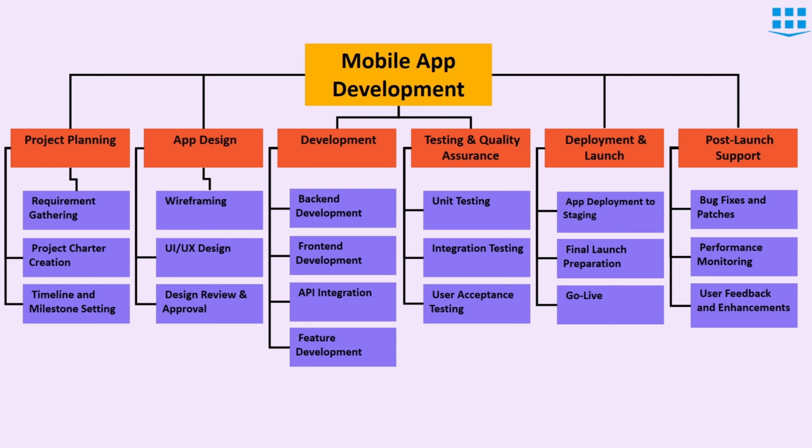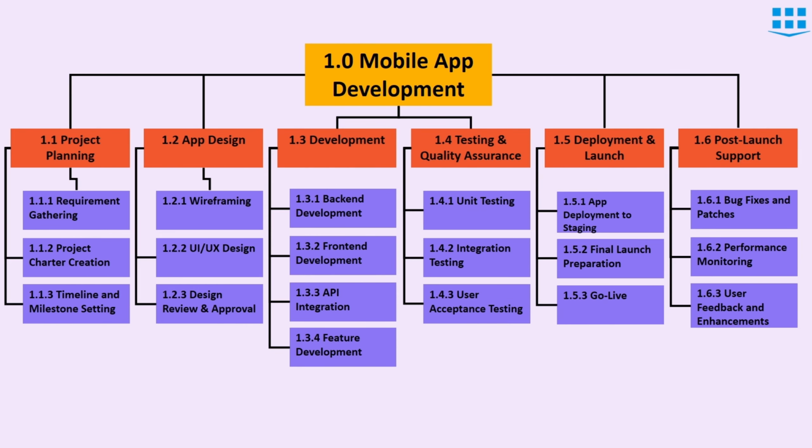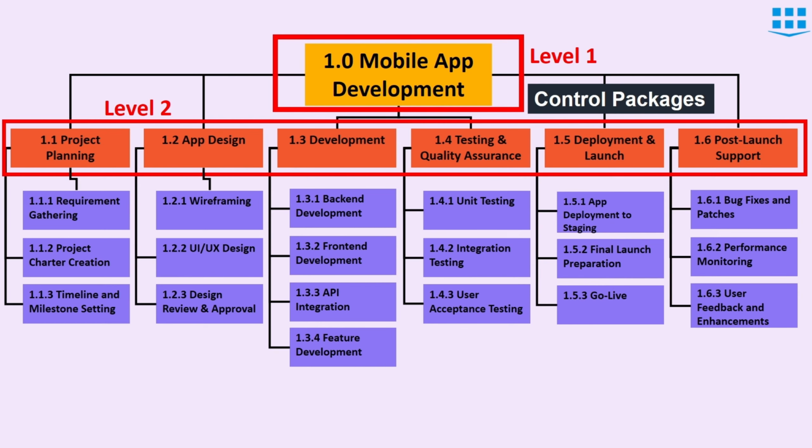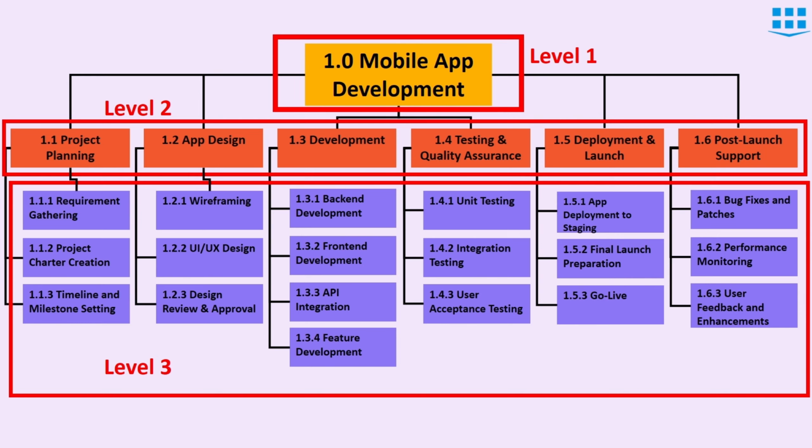Now, in order to identify the location of each work package in a WBS, we assign an identification number to each element in the WBS. Here you can see that the top level, level 1, is assigned 1.0, and then at level 2 and level 3, the numbering is done according to the sequence. You can see that level 1 is the project name, level 2 is control packages or deliverables, and level 3 is work packages. It is not necessary that the work packages are always at level 3. It is dependent on the complexity of the project.